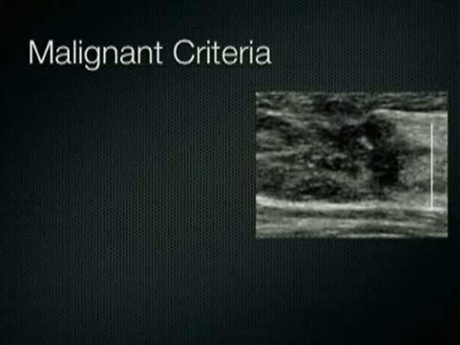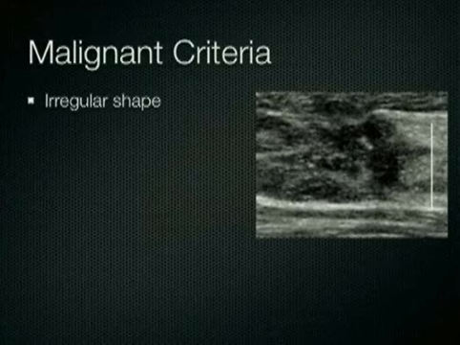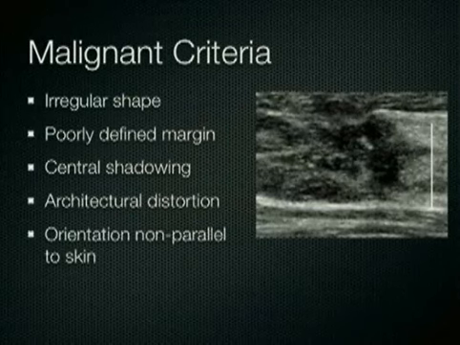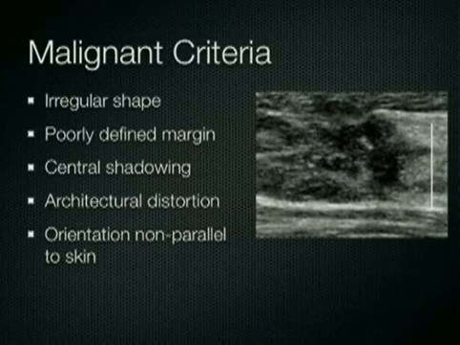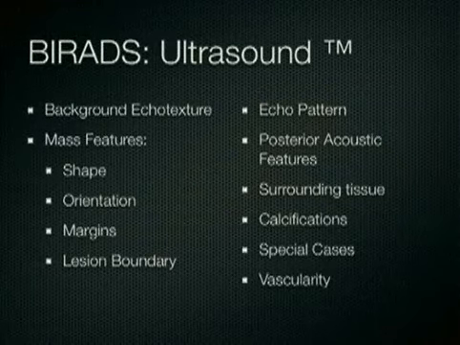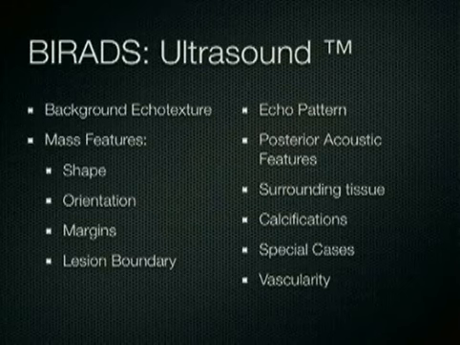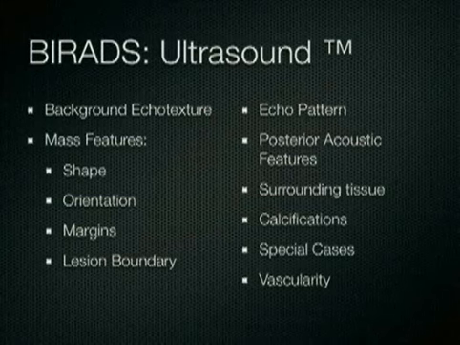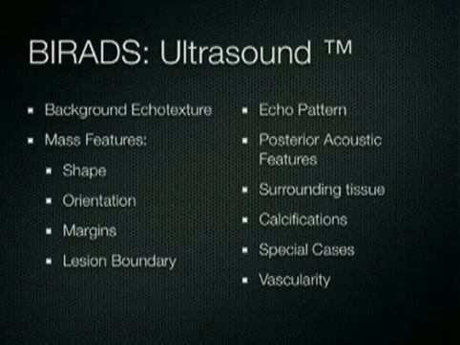Features associated with malignant lesions include irregular shapes, poorly defined margins, central shadowing, architectural distortion, and orientation of the long axis of the lesion parallel to the skin, as well as heterogeneous echotexture. The BIRADS ultrasound lexicon includes specific terms to describe many of these features, including the background echotexture, numerous features of the mass, as well as changes in surrounding tissues, calcifications, and vascularity.